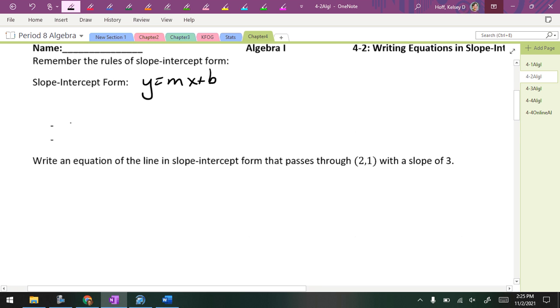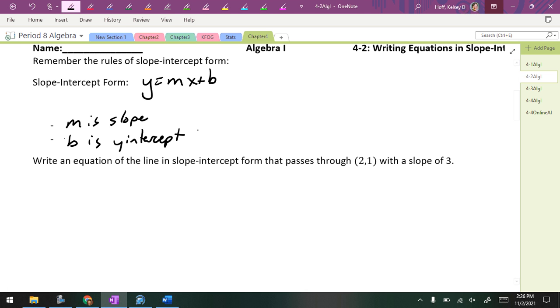So remember, slope-intercept form is y equals mx plus b. Our important pieces: m is slope, b is the y-intercept. Okay. Write an equation of the line in slope-intercept form that passes through (2, 1) and has a slope of 3.